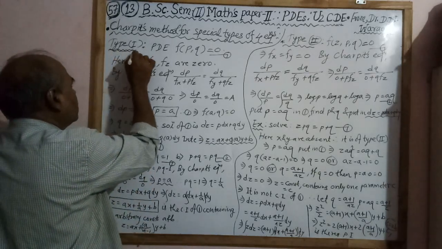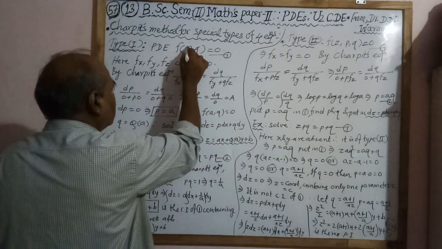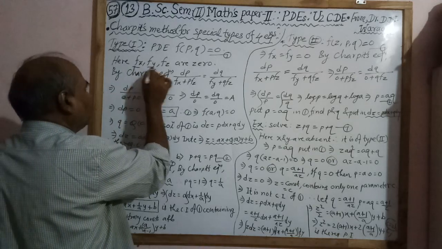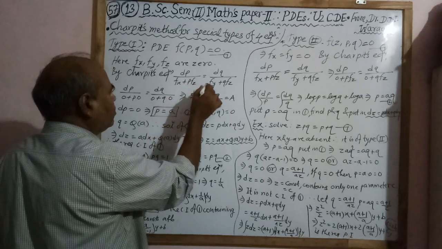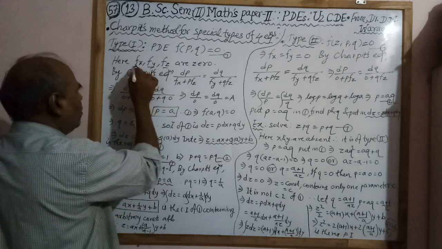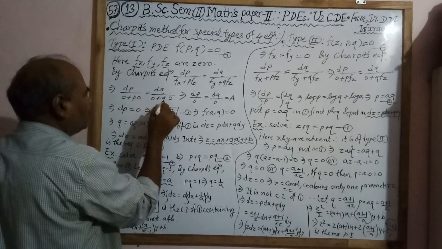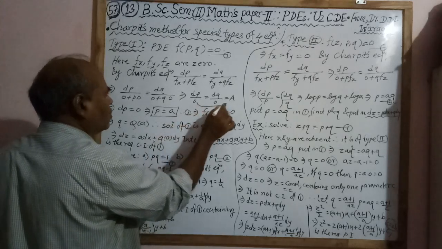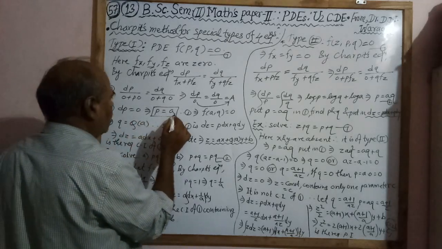We consider type 1. The PDE f of p, q equal to 0, where it contains only p and q, and x, y, z are absent. Therefore, derivatives with respect to x, y and z are 0. By Charpit's equations, we have dp upon fx plus p fz equal to dq upon fy plus q fz. Put the values of fx and fz as 0, therefore dp by 0 equal to dq by 0 equal to da. Therefore, multiplying by 0, we have dp equal to 0, hence integrating we have p equal to a.